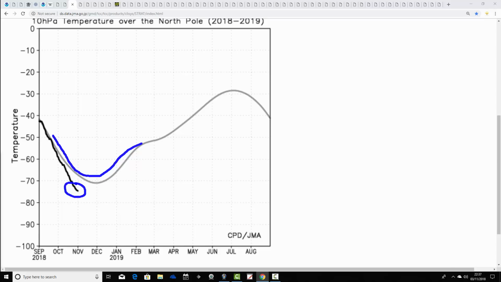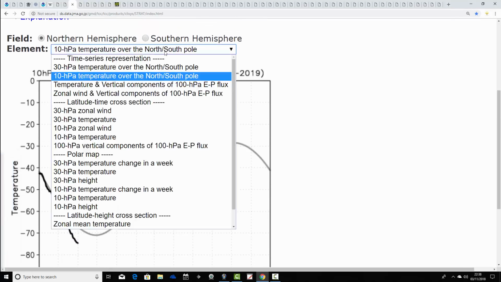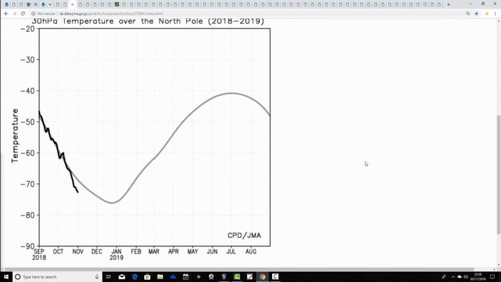The black line is where the temperature at 10 HPA over North Pole has been through the course of this season. So we begin at the beginning of September, just here with the grey line and the black line sort of aligned, so very close to average. We can see that now the temperature at 10 HPA is quite a lot colder than average. We do have a cold stratosphere at 10 HPA at the moment, and if we go a little bit lower down to 30 HPA, it's the same story. We can see that the black line has moved downwards. We're colder than average. We're underneath the trend line, the grey line.